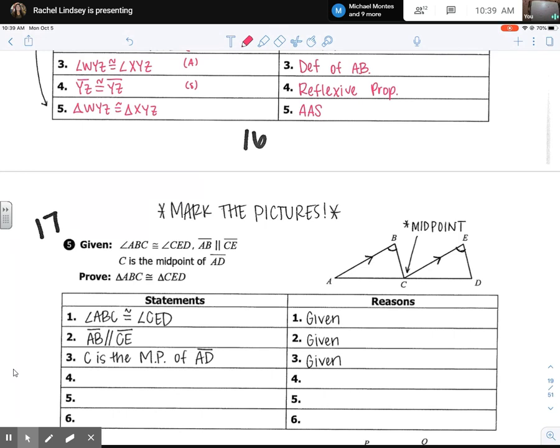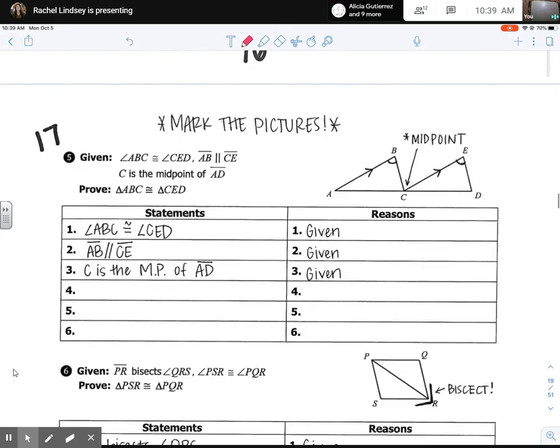Okay, so page 17, number 5. So it says angle ABC is congruent to angle CED. Went ahead and marked that for you. It says AB is parallel to CE. Went ahead and marked that. And then C is the midpoint of AD. So, based off of what I'm given, I know I'm going to have a definition of midpoint. And since I'm given parallel lines, I'm going to have one of my three: alternate interior, alternate exterior, or corresponding. So, I'm going to look at what I am given here.